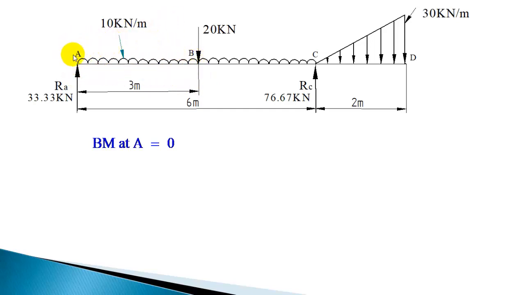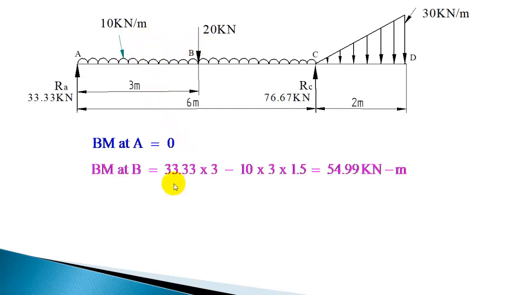10 into 3, this part of the UDL is acting at a distance of 1.5, also producing negative bending moment. So minus 10 into 3 into 1.5, or 3 by 2. So 33.33 into 3 clockwise moment, minus 10 into 3, the resultant load, into the distance 1.5, will give 54.99 kilonewton meter as the bending moment at B.